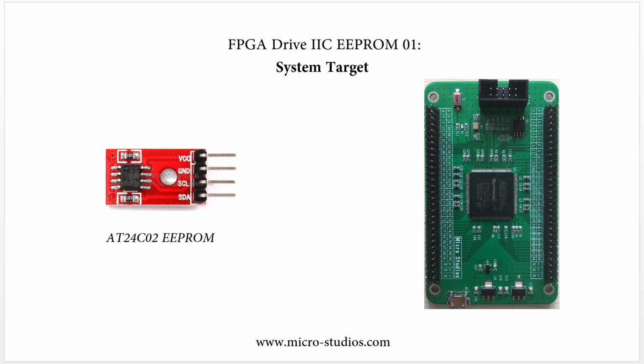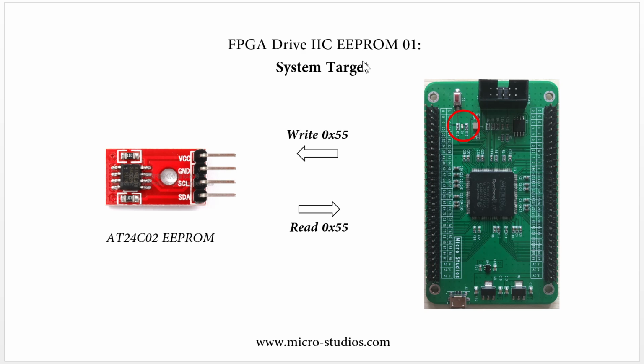We also need one FPGA board, which is this one we designed for our lessons. We will use this FPGA board to write the data 55 into the EEPROM, and then we will read it out. After we read it out, we will compare the write data and the read data to see whether they match each other or not. If they match, we will light the LED on the board. So this is our simple test target for our FPGA driver I2C EEPROM lessons.